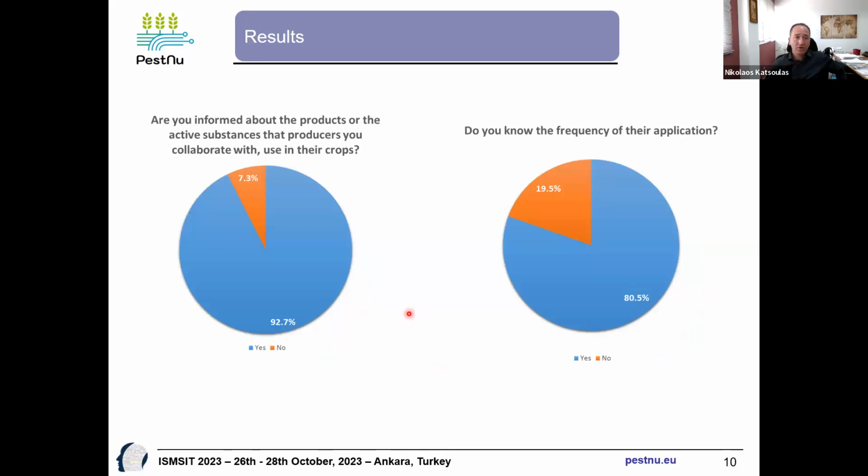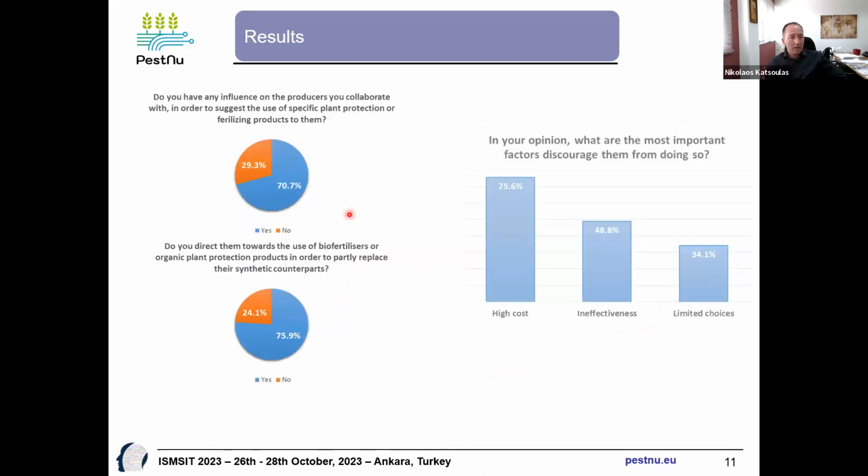In the questions related to the information about the products or the active substances that the producers are using, again, we can see that the merchandisers know very well what the growers use in order to produce their products, and they also know the frequency of application of these products. It is clear that they have a close relation with the growers.